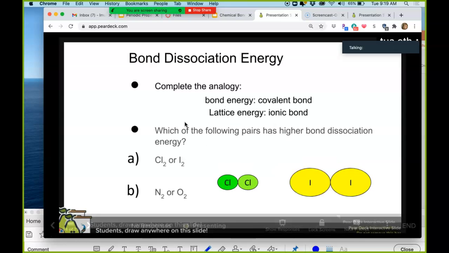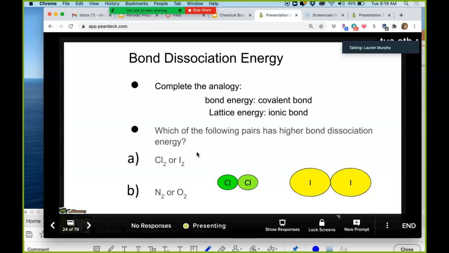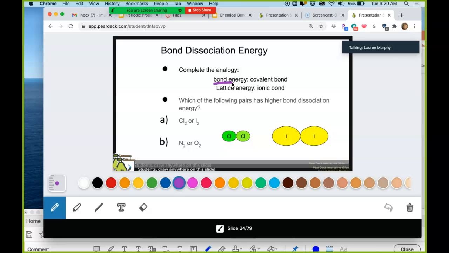So there's two things that are going to affect the bond dissociation energy. Right now what we're doing is bond dissociation energy, and this is going to be for covalent bonds because everything we're drawing right now is for covalent bonds. So what does covalent mean? These are nonmetals with other nonmetals. Okay? We'll talk about lattice energy next. We're not there yet. So which of the following bond pairs has the higher bond dissociation energy? When you see higher bond dissociation energy, you need to think to yourself, harder to break apart. Harder to break apart.